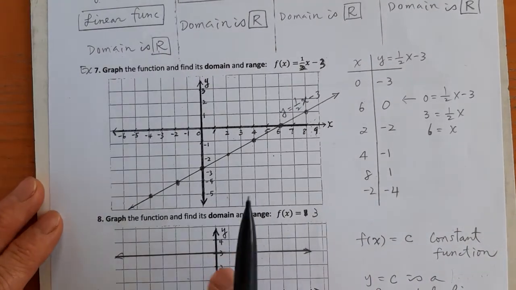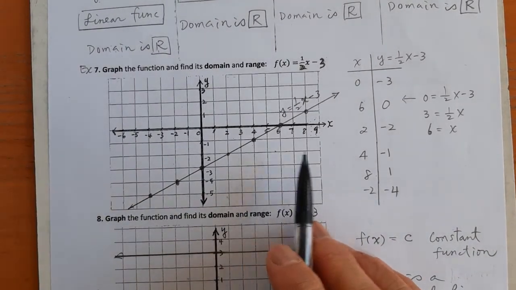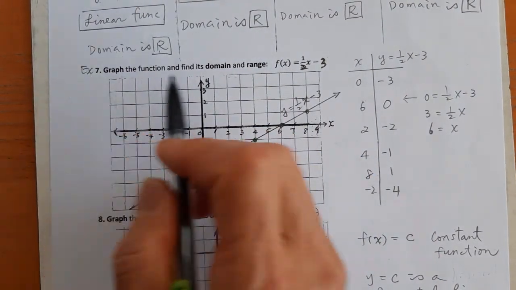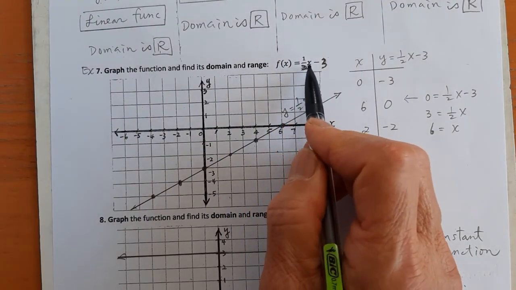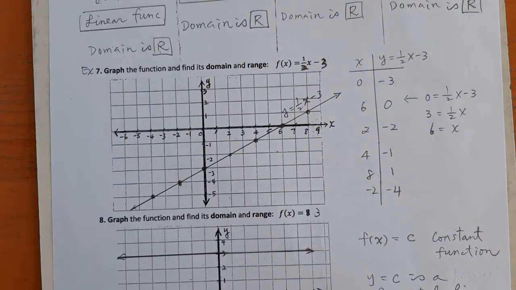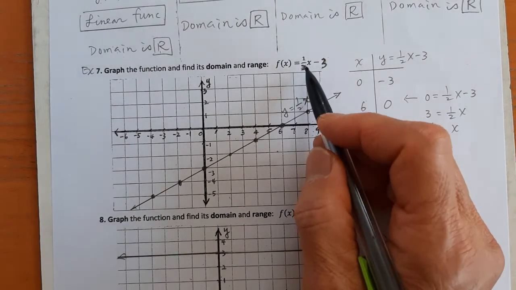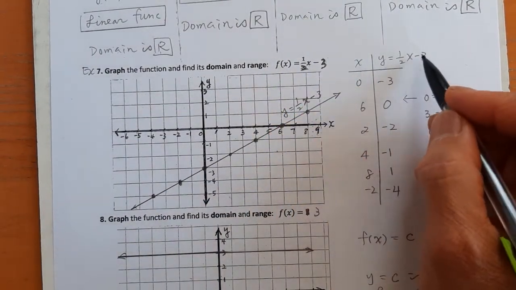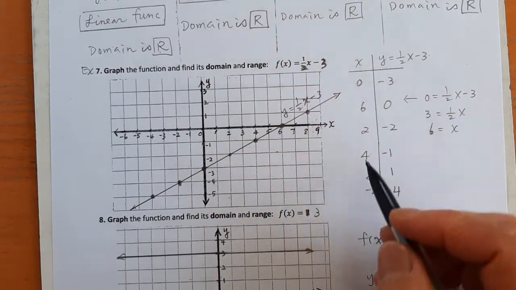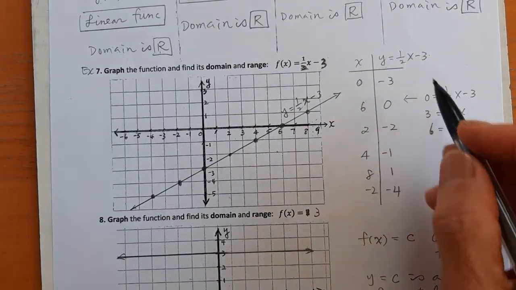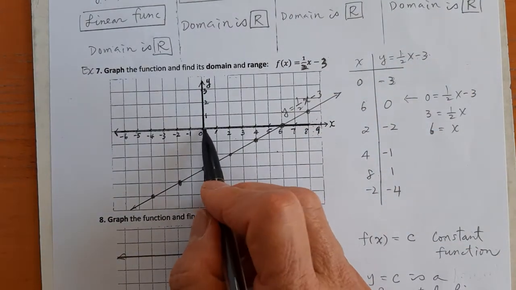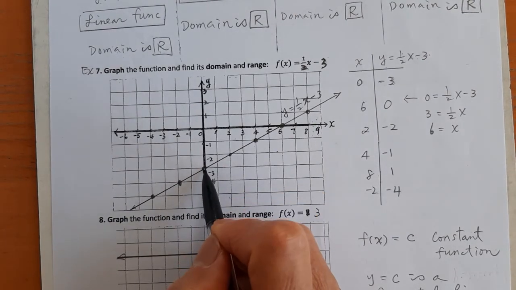Question 7: draw the graph of these functions. Graphing. I changed this example: f of x equals 1/2 x minus 3. The function value is y, so y equals 1/2 x minus 3. Given x as 0, plug in: 1/2 times 0 is 0, minus 3. You get y is negative 3. So (0, -3) is the y-intercept.